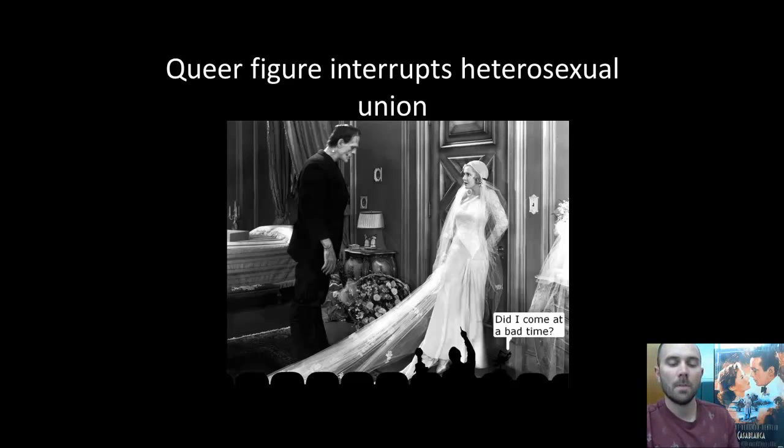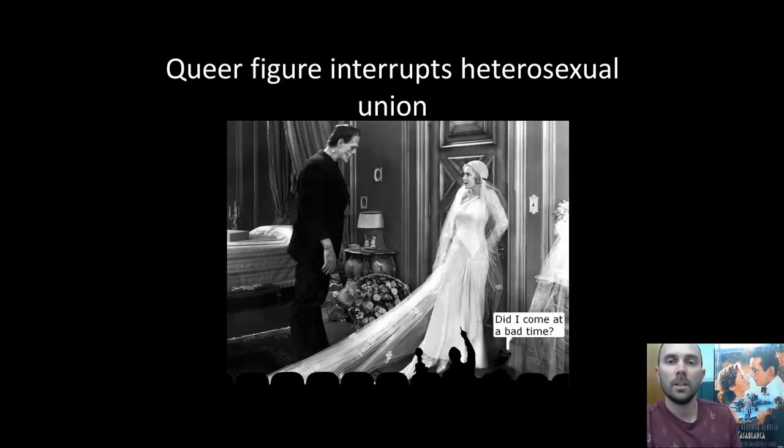It's not until after the monster, the queer figure, has been eliminated that Dr. Frankenstein is able to consummate his marriage. Now, given the symbolic nature of the monster as a queer figure, and Frankenstein's insistence on creating life with his own two hands rather than with his beautiful bride, it's possible to suggest that Frankenstein is gay.